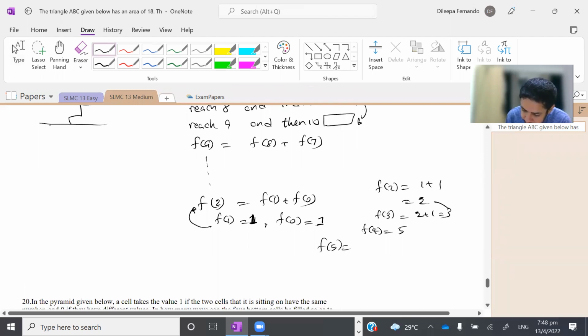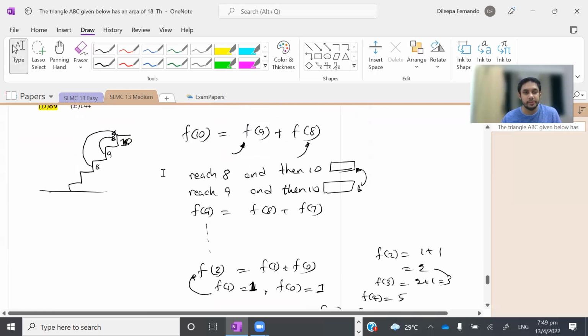F5 equals F3 plus F4, 3 plus 5, 8. F6 equals 8 plus 5, 13. F7 equals 13 plus 8, 21. F8 equals 21 plus 13, 34. F9 equals 34 plus 21, 55. F10 equals 55 plus 34, 89. This is the answer. Final answer.